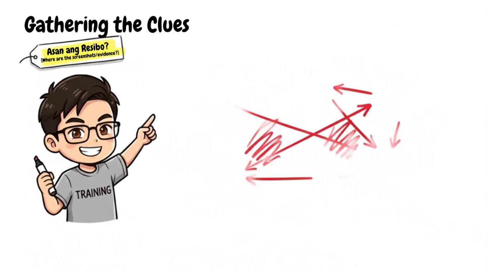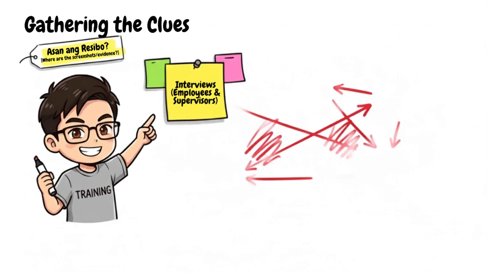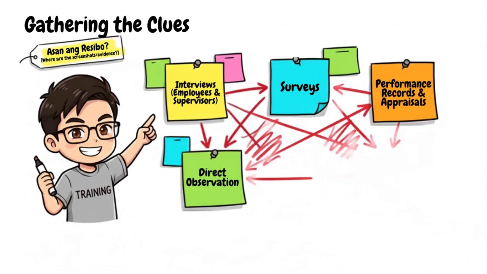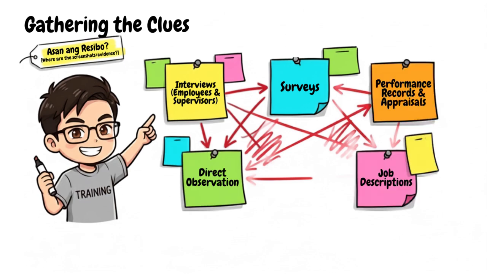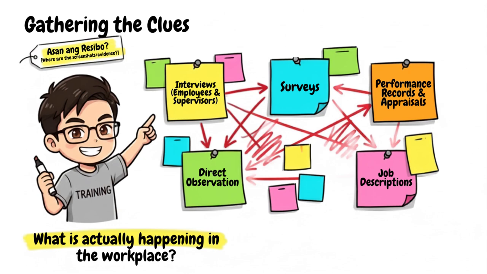To conduct a TNA, we need data. We cannot rely only on assumptions or complaints. Common sources include interviews with employees and supervisors, surveys, direct observation, performance reports, and job descriptions. The goal is to gather evidence about what is actually happening in the workplace. Good training decisions come from good information.